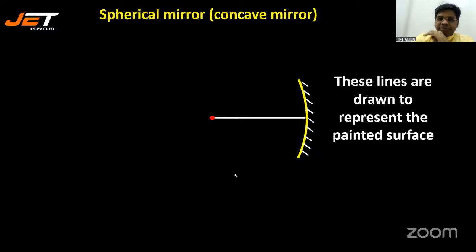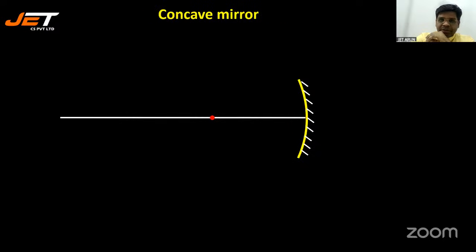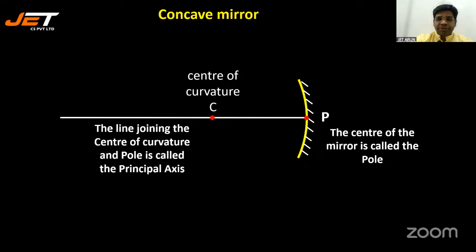All right, let's get back to this concave mirror. The radius of the sphere is called the radius of curvature. C is called the center of curvature. For a concave mirror, the center of the mirror is called the pole. The mirror has a circular aperture. This is the reflective surface, and towards the right is the painted surface. The center of that mirror is called the pole of the mirror. C is the center of curvature. The line joining the center of curvature and the pole is called the principal axis.